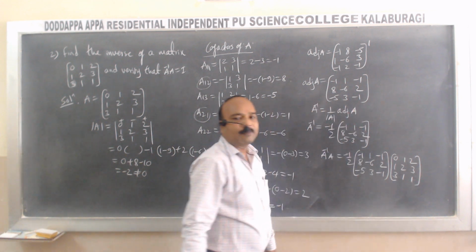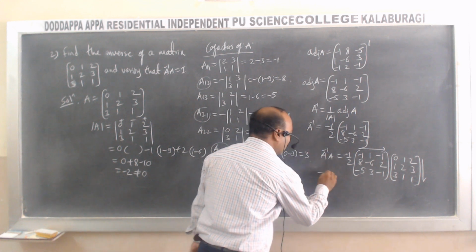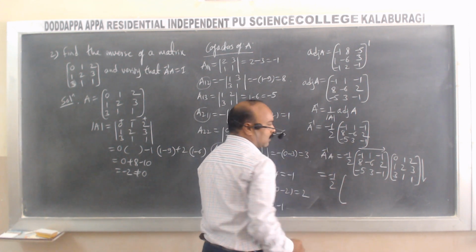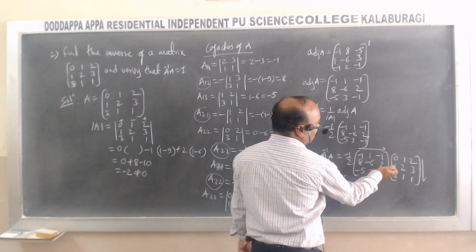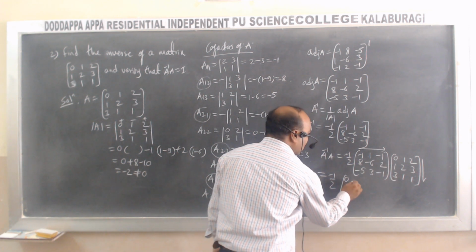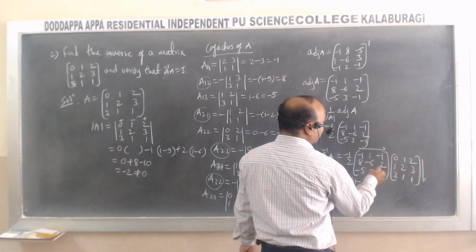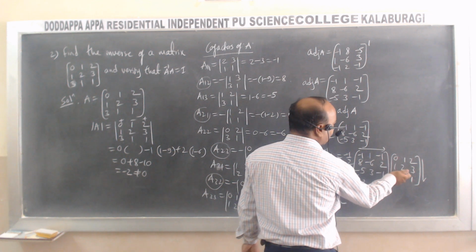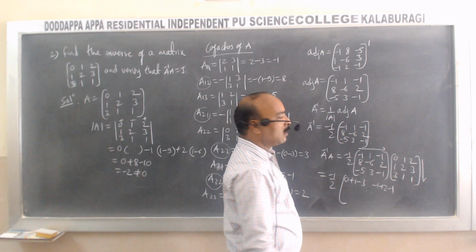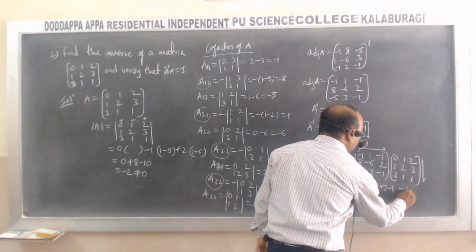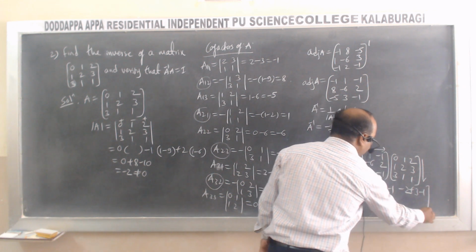Now we multiply these two matrices, row with column. Now it is minus 1 by 2 into, it is 0, it is 1, it is minus 3. 0 plus 1 minus 3. First row with second column, it is minus 1 plus 2 minus 1. And third column, it is minus 2 plus 3, it is minus 1.